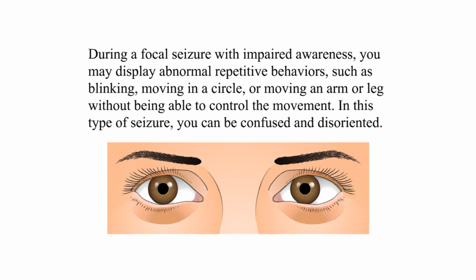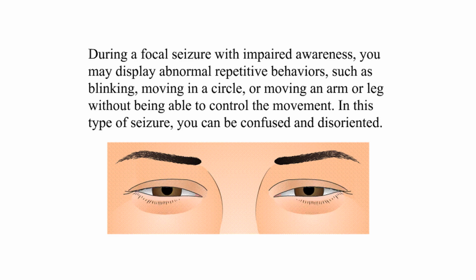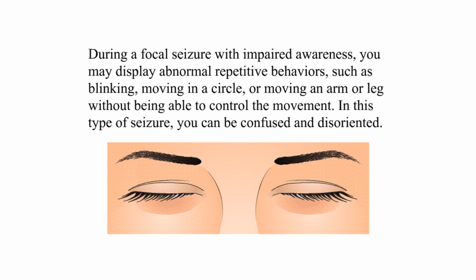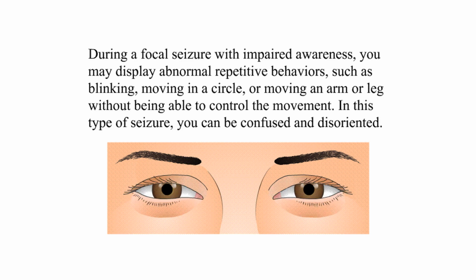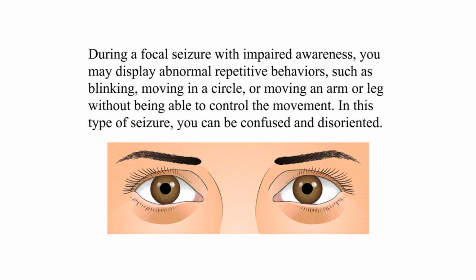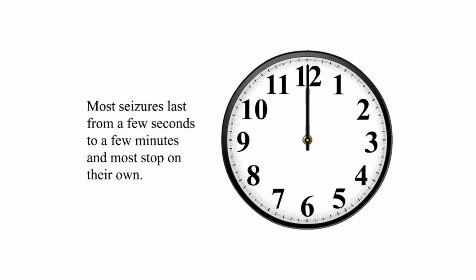During a focal seizure with impaired awareness, you may display abnormal repetitive behaviors such as blinking, moving in a circle, or moving an arm or leg without being able to control the movement. In this type of seizure, you can be confused and disoriented. Most seizures last from a few seconds to a few minutes, and most stop on their own.